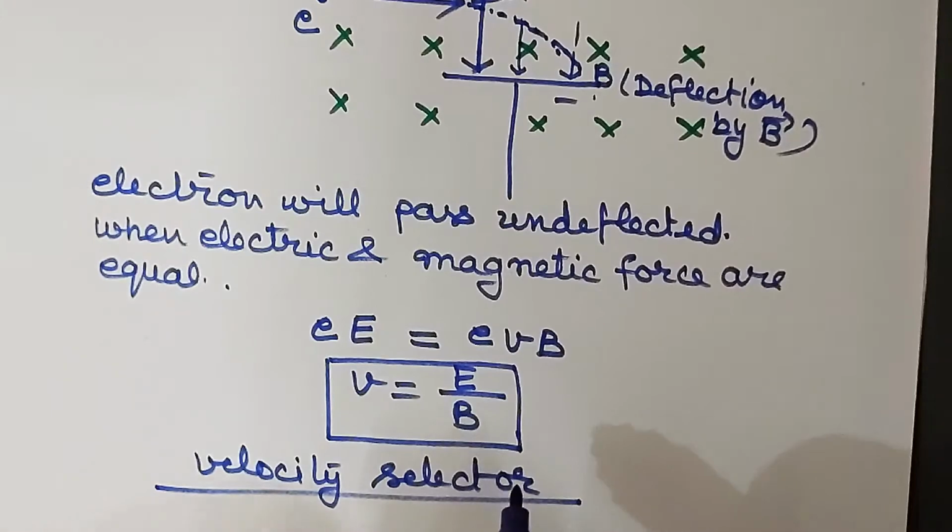This question is frequently asked in paper: what is the condition of velocity selector, or when does the charged particle go undeflected in crossed electric field and magnetic field. So the condition will be v equal to E upon B.